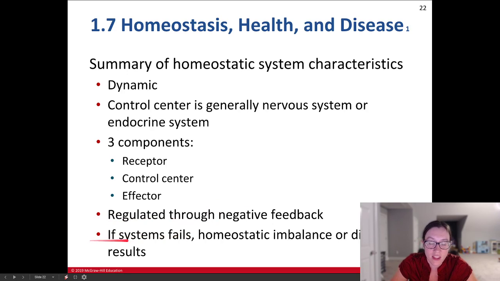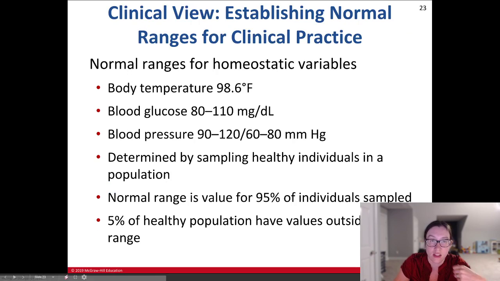And if these systems fail, then we have what's called a homeostatic imbalance, right? That would mean that our body is not maintaining its correct set point. We might not be at the right temperature. Our blood might not be at the right pH. Our blood sugar might be too high or too low, and this can cause disease. So homeostasis is maintaining everything at the right healthy levels. And if we can't maintain homeostasis, that's going to cause damage to different systems, and it can cause disease to result.